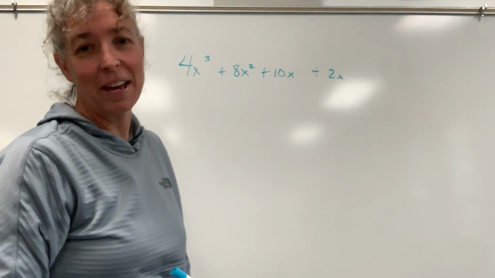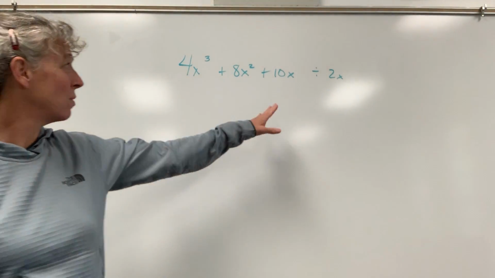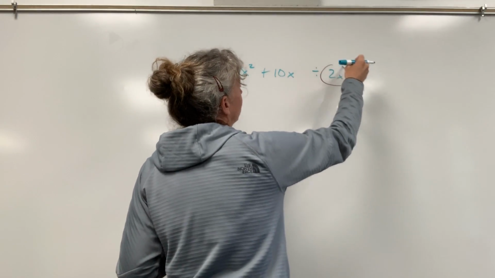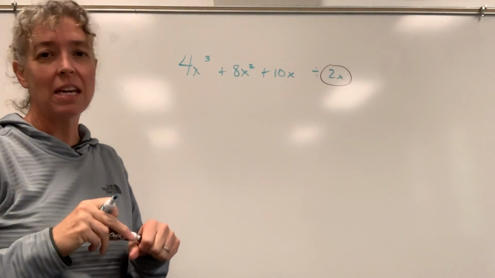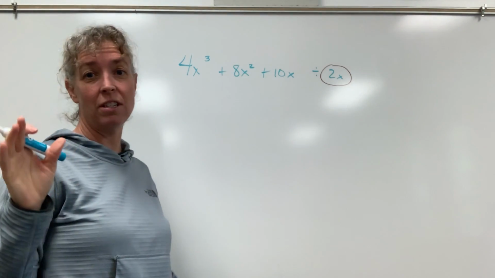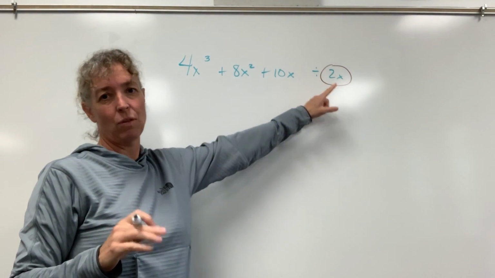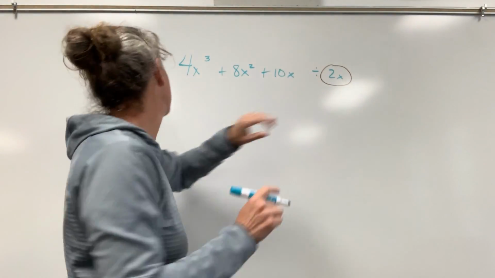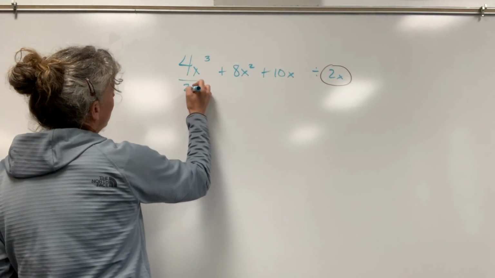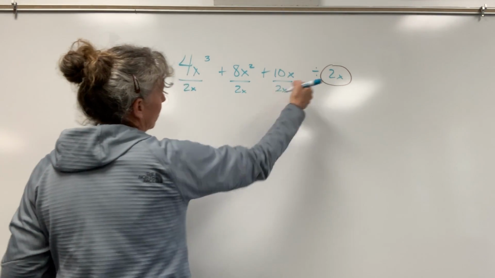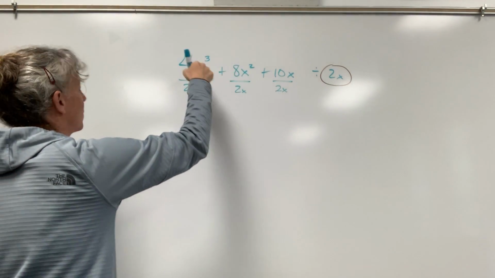Okay, so when you have one term only that you're dividing by, the easiest thing to do is just to divide every term in my polynomial by this one. Because there's only one term, we're going to divide every part of my polynomial by that term. So let's individually take care of each one of those.